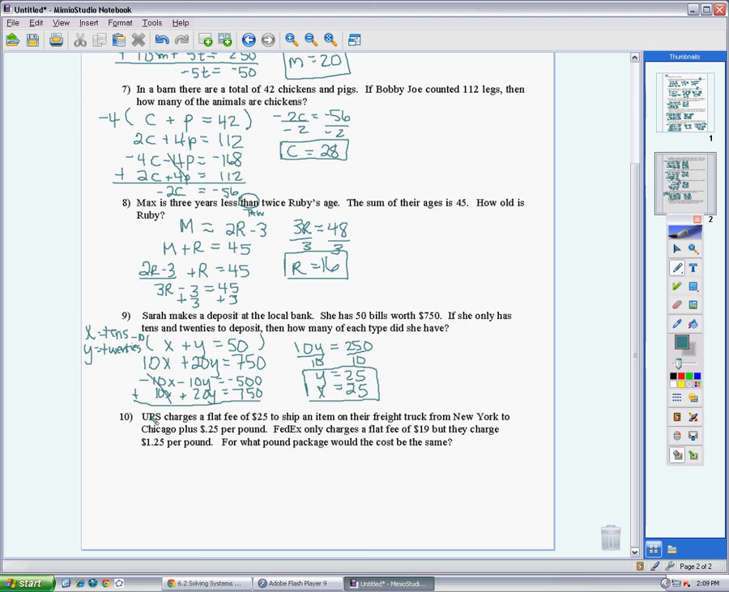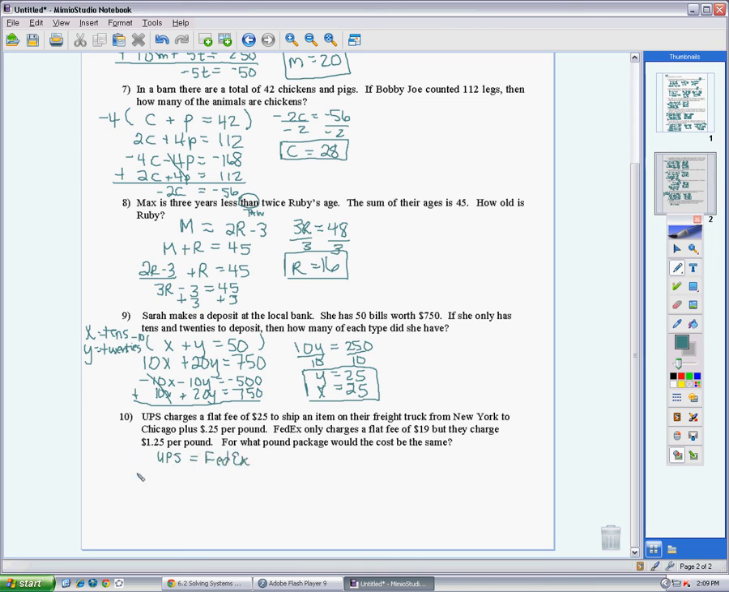Number 10, UPS charges a flat fee of $25 to ship an item on their freight truck from New York to Chicago, plus 25 cents per pound. FedEx only charges a flat rate of $19, but they charge $1.25 per pound. For what pound package would the cost be the same? So when do these two companies equal each other? Okay, so we want where UPS equals FedEx.